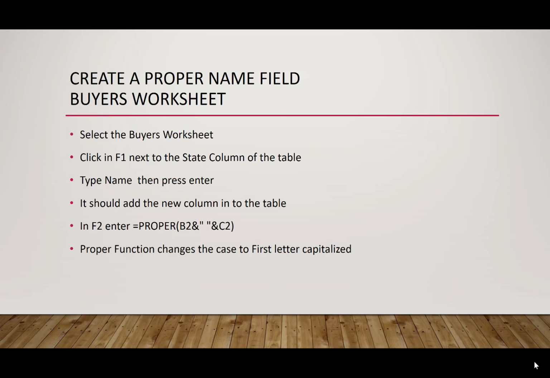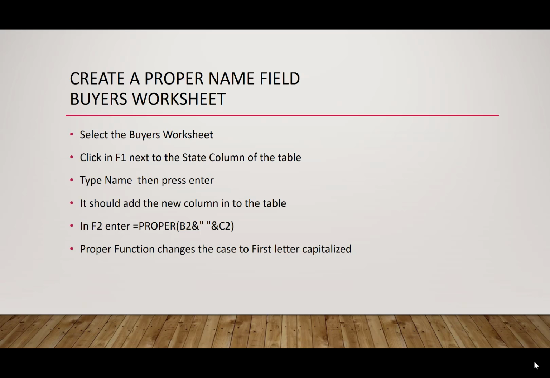So to do this, we're going to start by selecting the buyer's worksheet. Then click in F1 to the right of the state column header, at the top of it, not in F2 where there's information, but right next to it over to the right a bit. Then we're going to type the word name and press enter. Now since you're right next to the table, it should automatically jump out and include it.